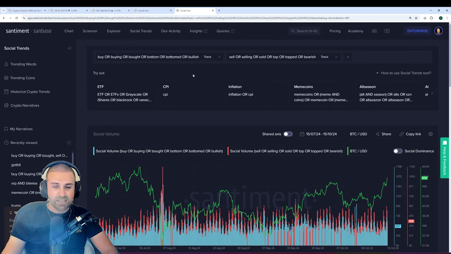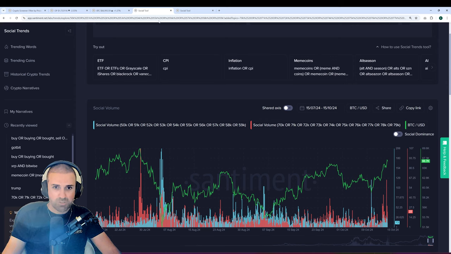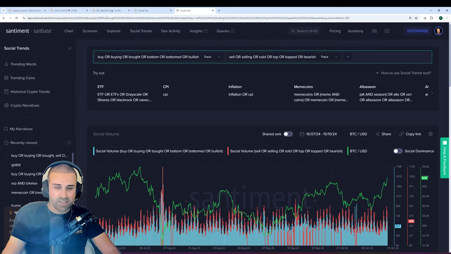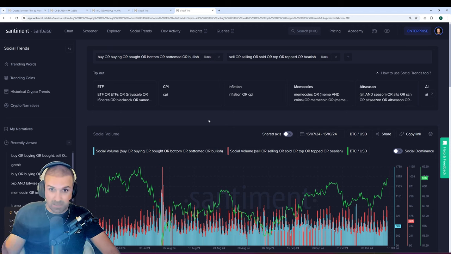And then last but not least, this is one of my OG metrics I've been using for a few years. We're looking at a similar approach to what we checked out here. And it's just the words buy, buying, bought, bottom, bottomed, or bullish. Just coincidentally, they all start with a B. These are basically the indicators that people are getting greedy. And then sell, selling, sold, top, topped, or bearish. These are the signs that people are getting fearful, right? Because they're obviously going to spam things like I'm selling or I just sold when they're a little more worried that the price is going to go down soon.